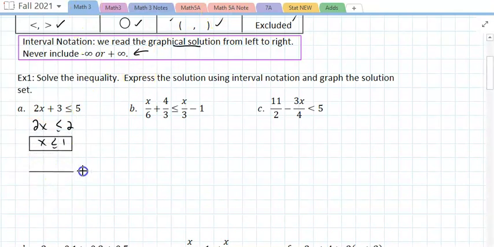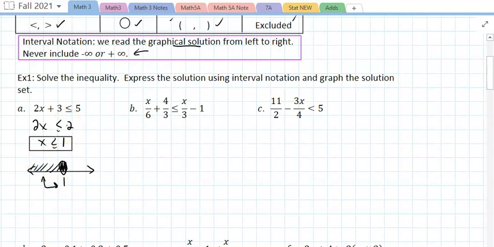You draw yourself a graph. All you have to do is put the point in question. That is included, so I'm going to put a closed circle. X is less than. A number to the left is always smaller than the number to the right. So less than, you always shade to the left. Greater than, you shade to the right.